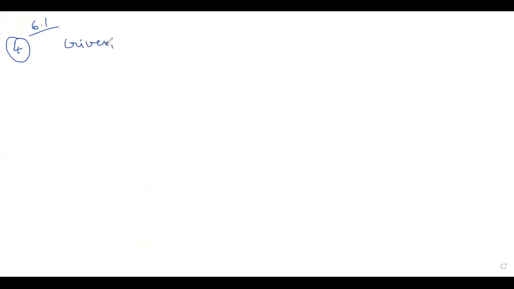Given x plus y is equal to w plus z. You have to prove that AOB is a straight line.